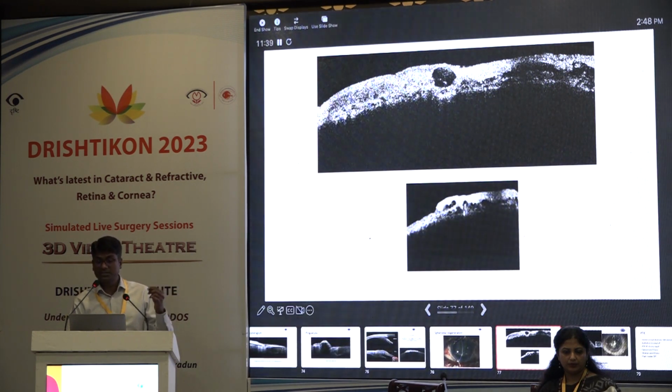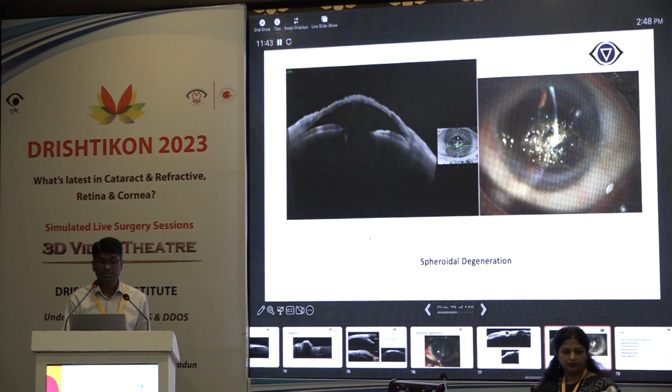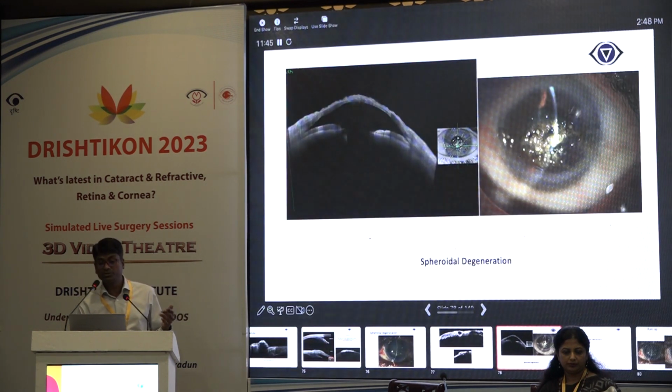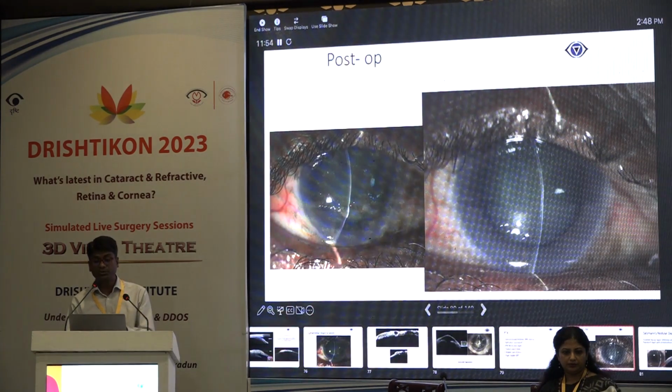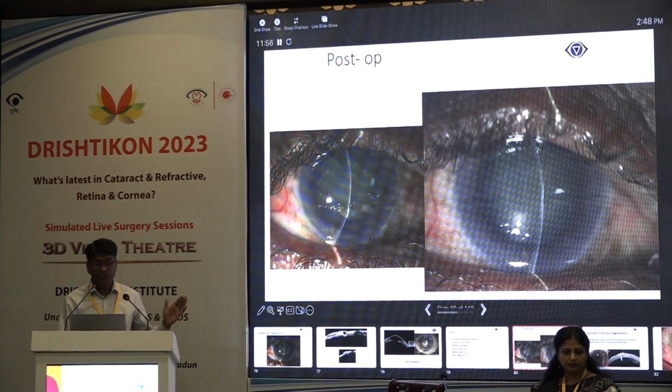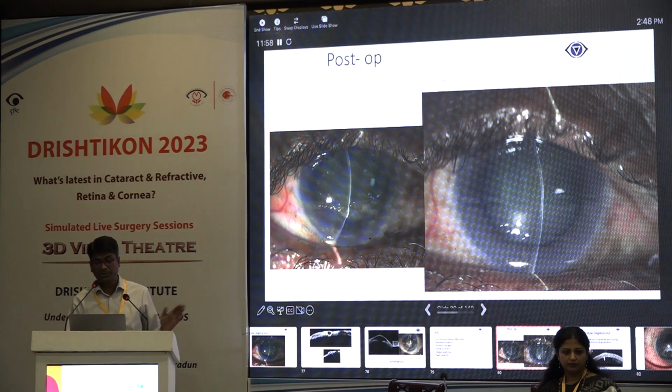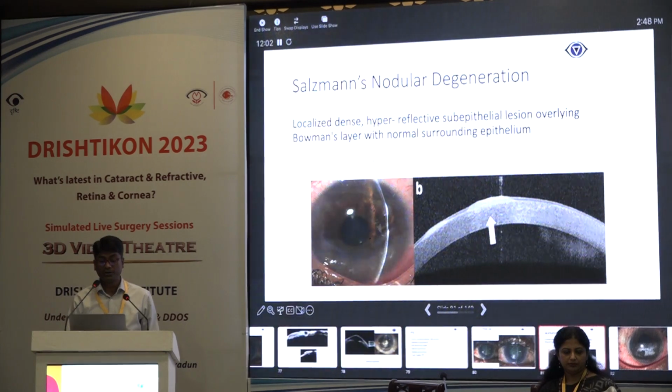Spheroidal degeneration: these lipid vacuoles you can see on the OCT. You can plan, if there is a scar down there, you can plan your PTK, just like I showed you in granular dystrophy. This is an anterior image. You can see the whole cornea, because the penetration is very good, and you can take even 16 mm diameter. And this is a patient who had spheroidal degeneration. We removed these lipid globules and then did a PTK, and the patient improved very well.